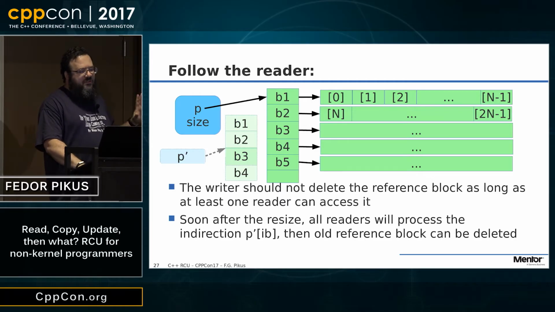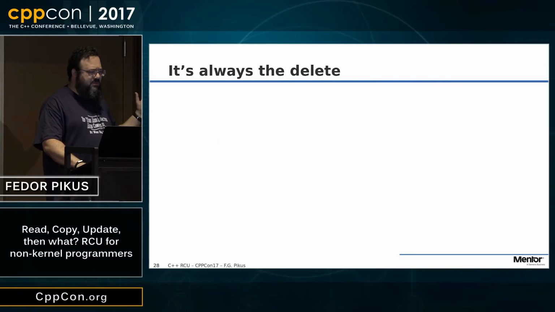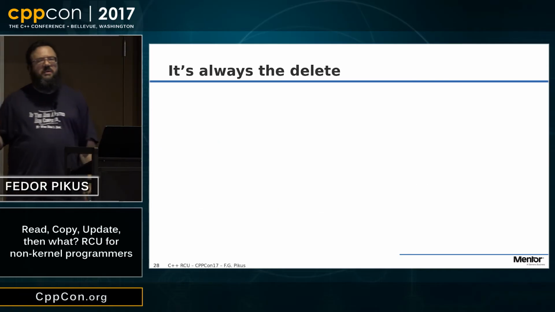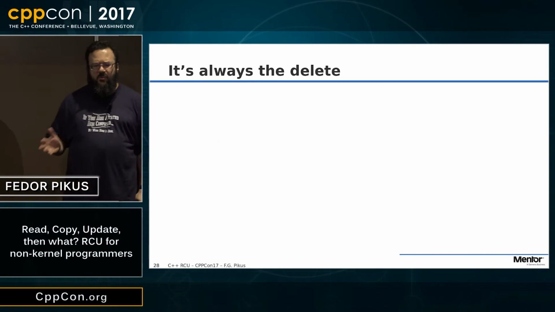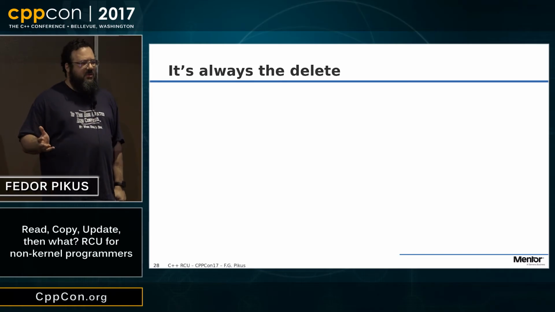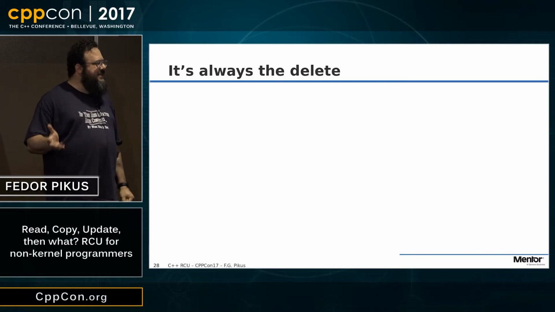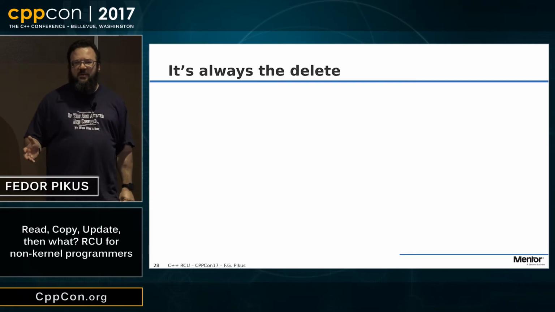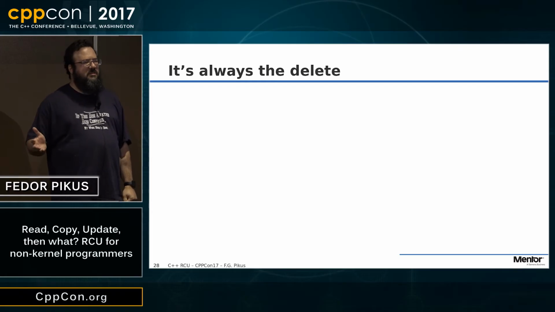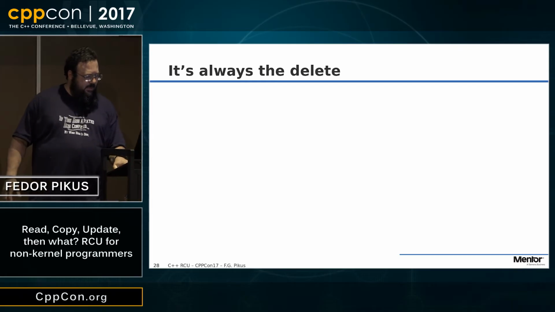So soon after the resize, all the readers will finish evaluating the square bracket operator and we can delete the reference block. How soon is soon? Well, that's what the rest of the talk is basically about. But the general point is, it's always the delete that gives you the problem. Lock-free algorithms, the ABA problem in the lock-free list, same thing. Without the delete, there is no problem. Hazard pointers, same thing. If you didn't have delete, you wouldn't need to worry about hazard pointers.